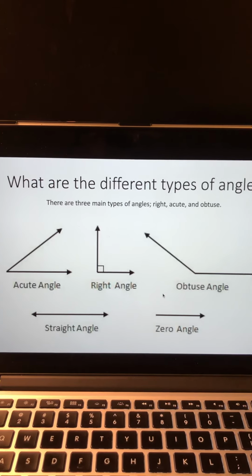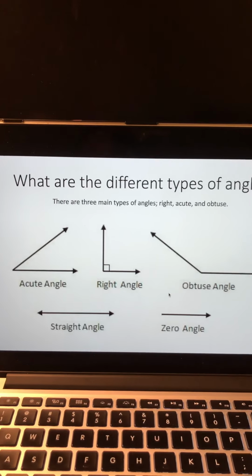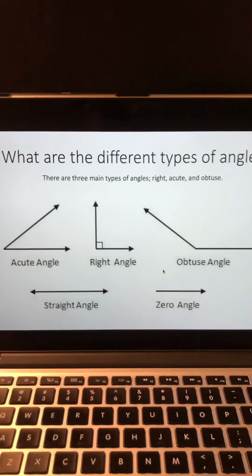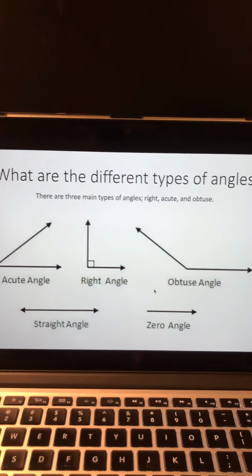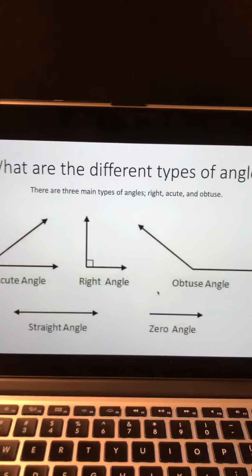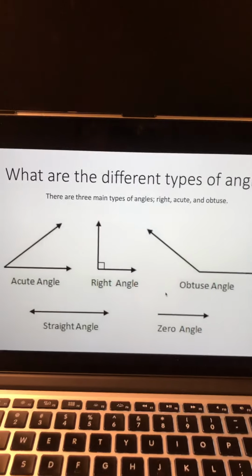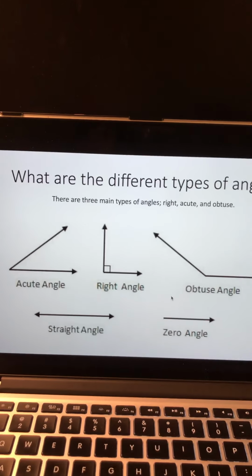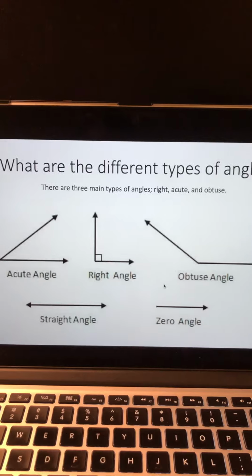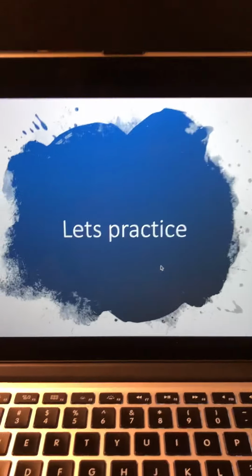And as you can see here, an acute angle is smaller than 90 degrees, less than 90 degree angles. Our right angle makes a perfect 90 degree angle, and our obtuse is larger than a 90 degree angle, as you can see here. So the three, again, we are going to be working with are acute, right, and obtuse. So let's practice.